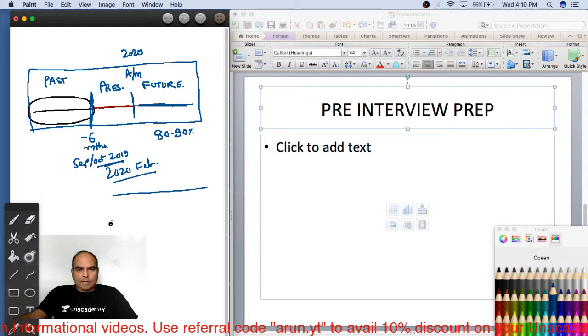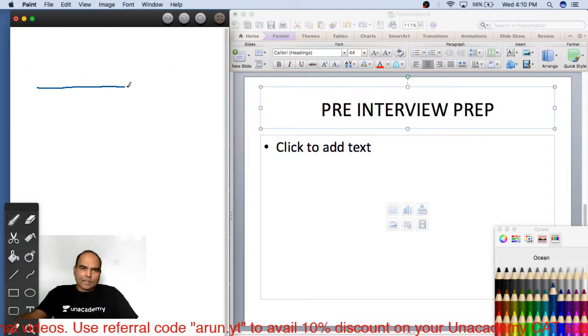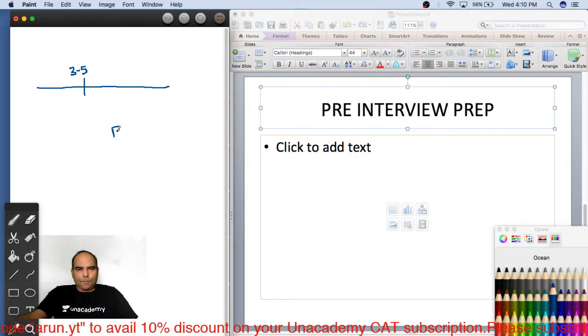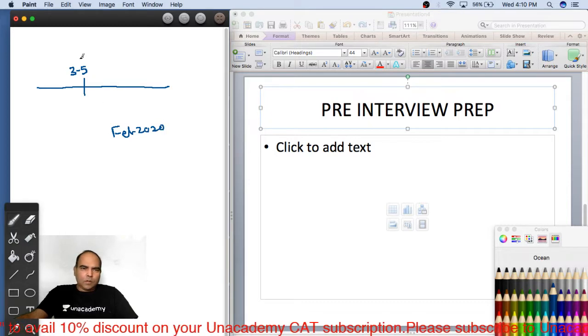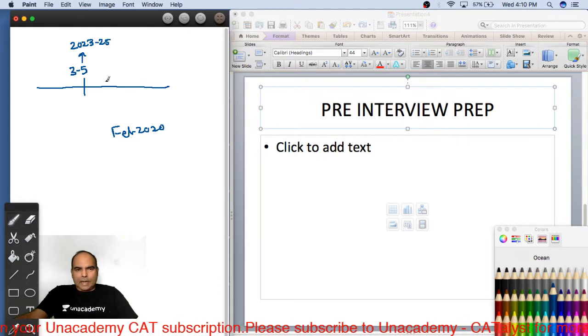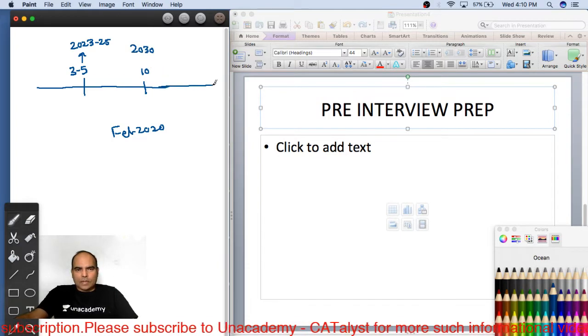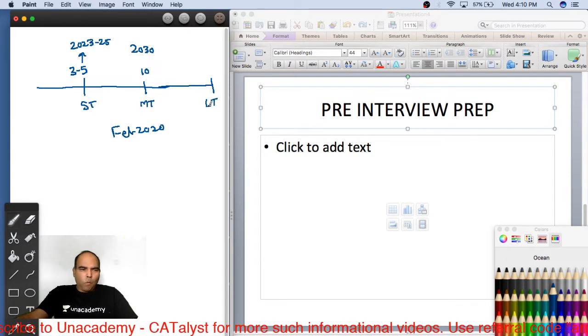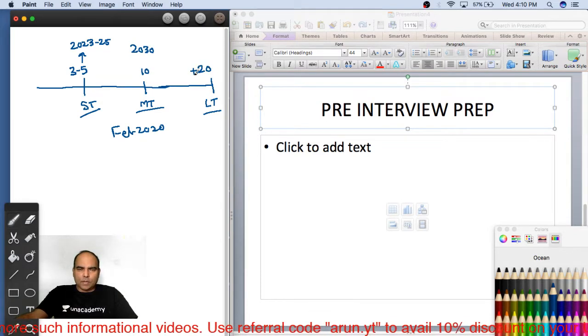And then your future gets divided into three parts. If you are talking about Feb 20, the first dimension of your future is 3 to 5 years, 2023-25. The second dimension of your future is around 10 years, so we are talking about 2030. And the third is the long term. This is also referred to as short term, medium term, and long term time frames. And hence, what are your short term goals, your medium term goals, and long term goals? The long term is 20 years plus, so you are looking at 2040 easily.